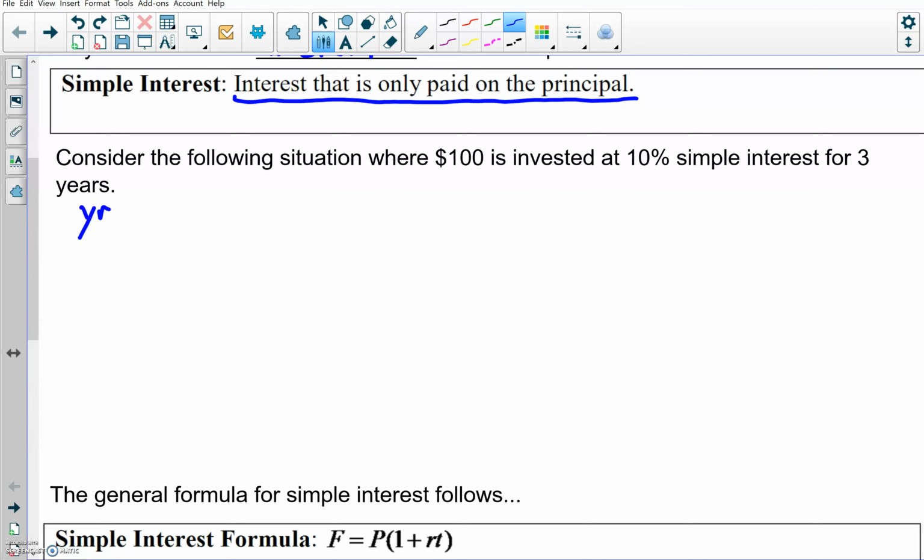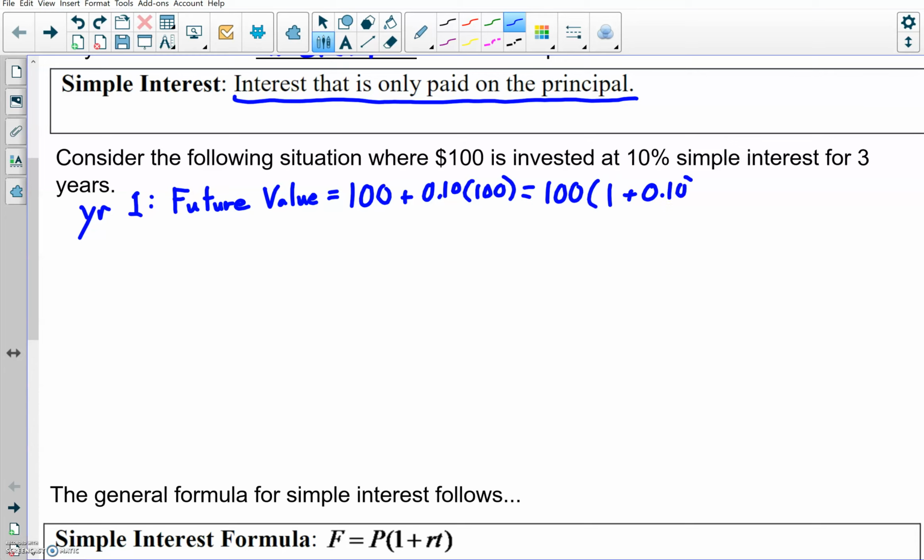This is going to look real similar to what I did for linear back in chapter 4, but I want you to see where all this stuff comes from. Our goal is to get a sense of why the formula does what it does. So the future value of this account at the end of year 1 will be equal to the $100 that we started with, plus the 10% of that $100. That's the interest we earned, the simple interest. If I factor 100 out, I get 1 plus 0.10 in the parentheses. When you work that out, you get $110. So your 100 grew to 110.